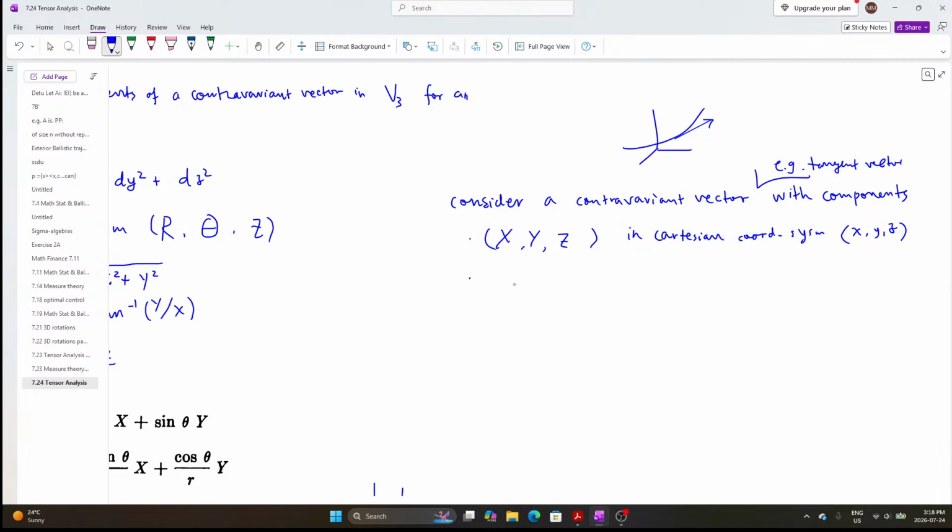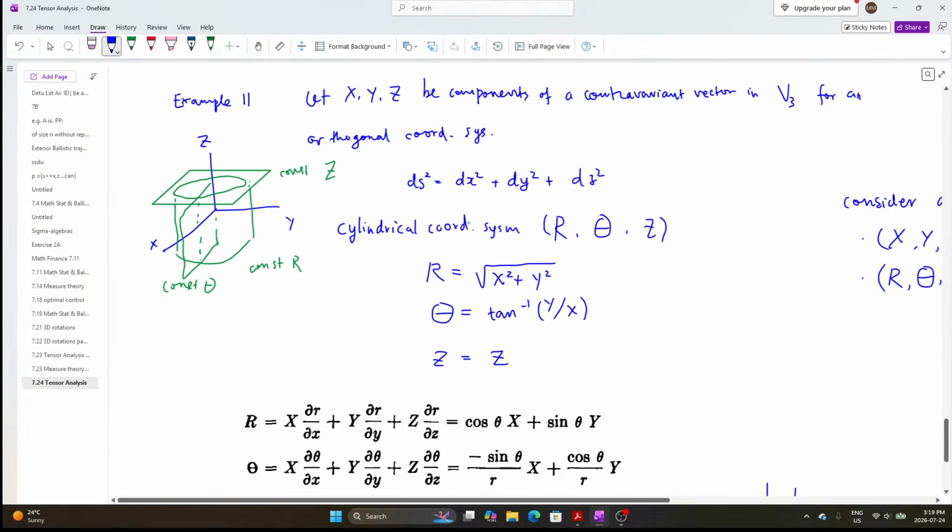And you can describe it in the Cartesian coordinate system, little x, little y, little z, and the result of that is the three components, big X, big Y, big Z. And you can do it in the polar or cylindrical coordinate system as well, and you get three components, big R, big theta, and big Z, in the cylindrical coordinate system, little r, little theta, and little z.